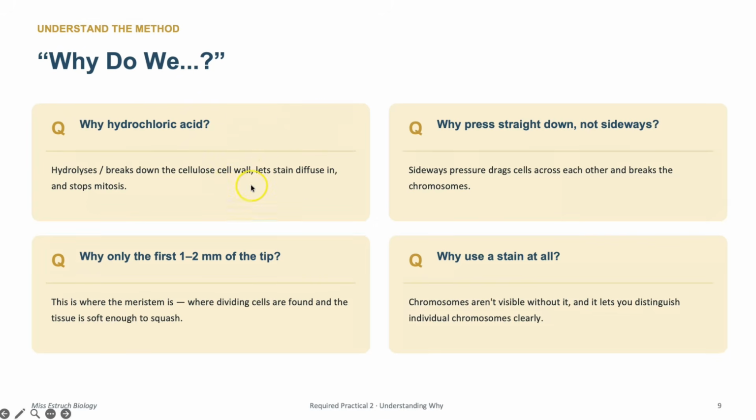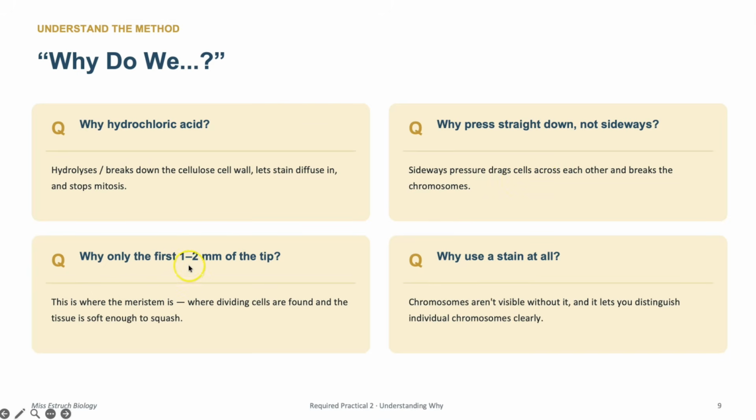It also helps letting the stain to diffuse into the cells, and it stops mitosis. Why do we press straight down and not sideways on the cover slip? If we pressed sideways, it would drag the cells across each other, and it could actually damage the chromosomes.